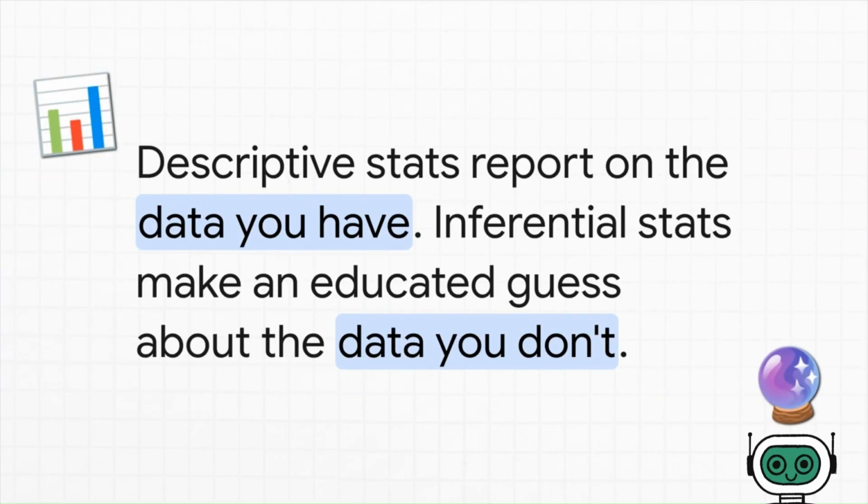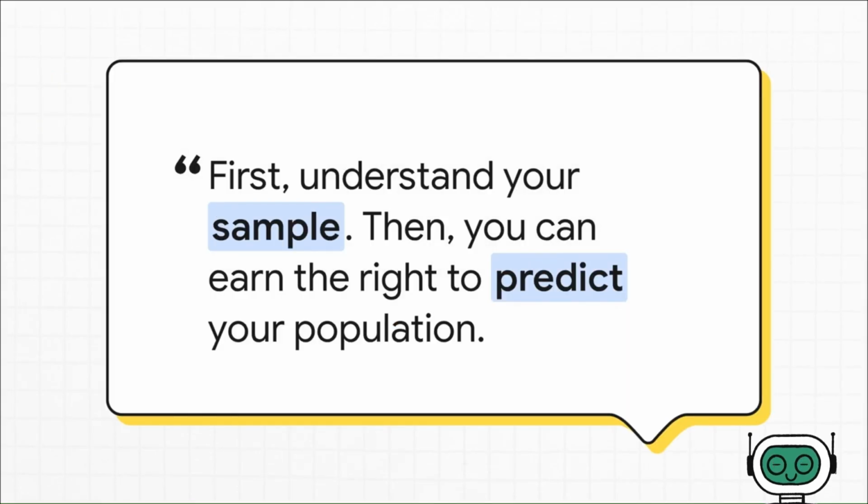If you remember just one thing, let it be this. Descriptive statistics is about the known. It reports on the data you have. Inferential statistics is about the unknown. It makes an educated guess about the data you don't have. And the key takeaway is that you always start with descriptive statistics. You have to earn the right to make predictions about the population by first deeply understanding your sample.